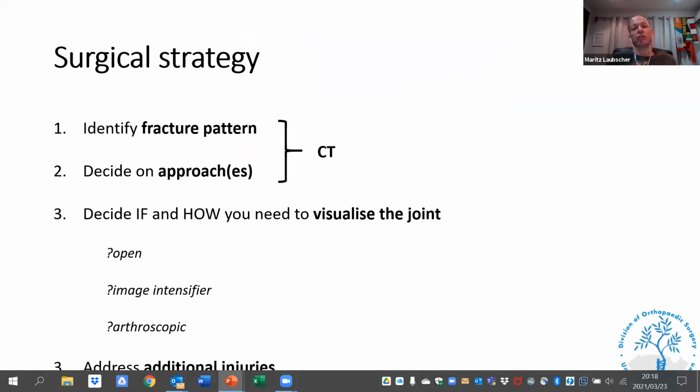So what is our surgical strategy for fixing things? Well, the first thing I think about is I try and identify the fracture pattern. I decide on what approach or approaches I'm going to use to address the fracture or the individual components of the fracture. I decide whether I need to visualize the joint, and if I need to, how will I do that? We can visualize the joint either through an open approach like a submeniscal arthrotomy. We can do that indirectly using the image intensifier. Sometimes you can do it arthroscopically, and then you need to address additional injuries.